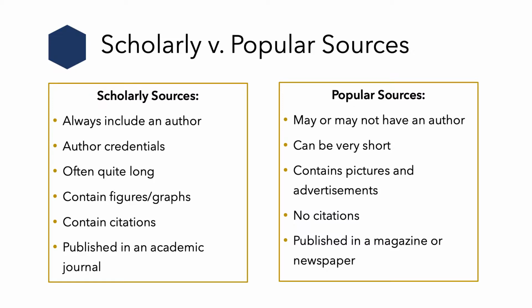The main distinguishing factor between popular and scholarly sources is that scholarly sources are published in a peer-reviewed academic journal. Popular sources don't always contain an author, can be very short, contain pictures and advertisements, and often don't include citations. Rather, the author will link out to other websites.